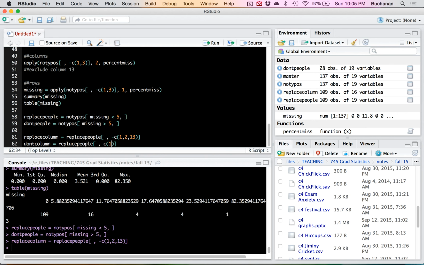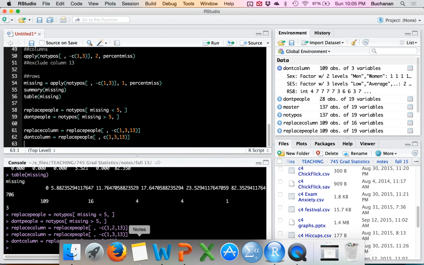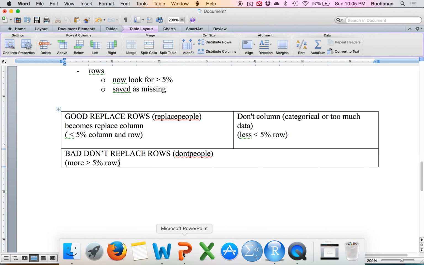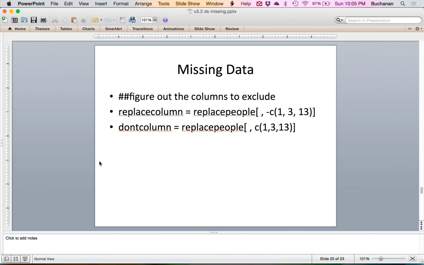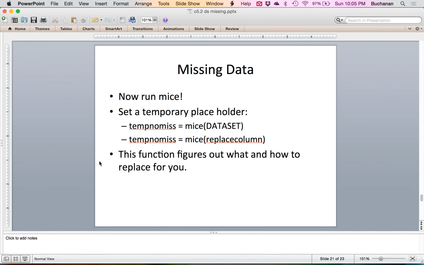So replace column has 8 grades, absence says great. Don't replace column is our 2 categorical variables and our 1 delinquent variable with more than 5%. Okay. Now, let's run mice on that.